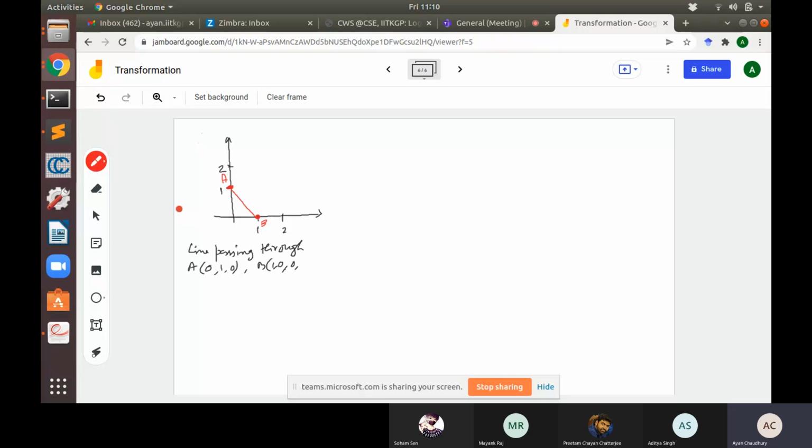Now if we take another line from the origin to the point 1, 1, 0, it will be somewhere like here, right? If we take a line like this, this will be my surface normal. So for line AB, we have a surface normal.